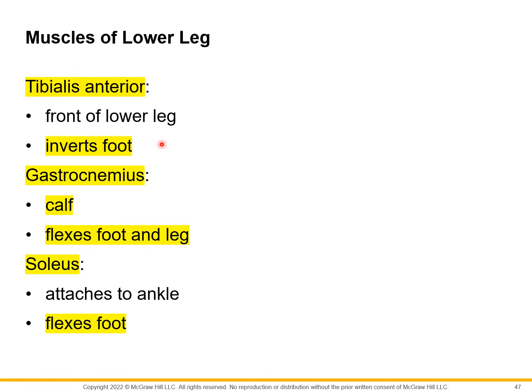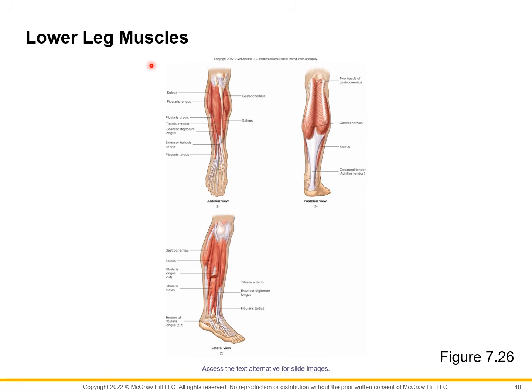It could invert the foot. The gastrocnemius is specifically known as the calf muscle. It has the capability to move the foot and the leg. And third one is the soleus. So it could also flex the foot. Again, as usual, this slide right here shows us all these structures that was previously mentioned.